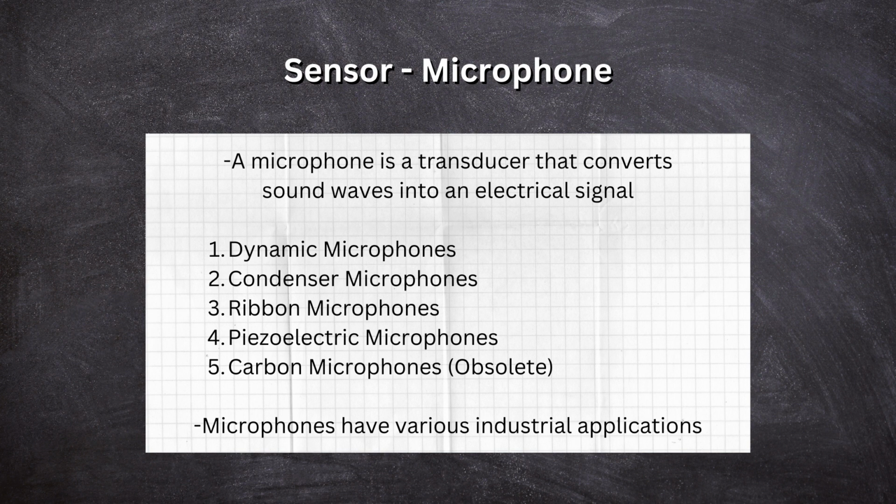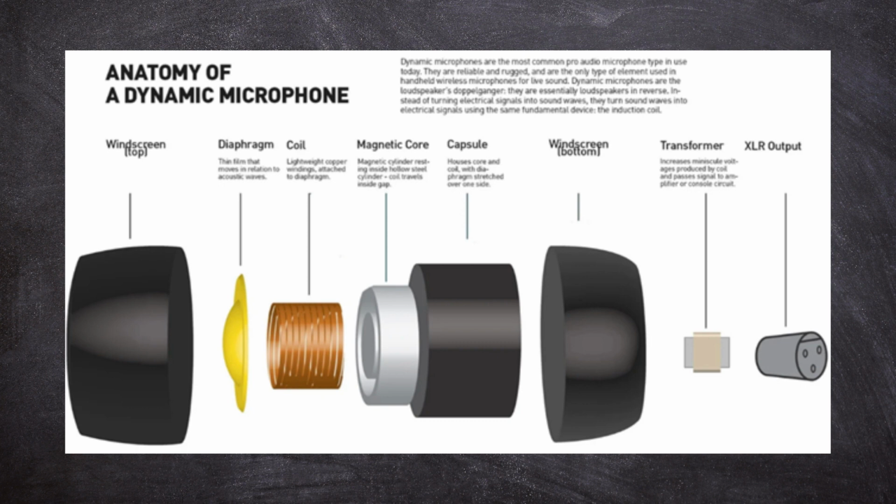Microphones have various industrial applications. Among them are broadcasting and entertainment, telecommunications, and even the automotive industry. The most common among all microphones is the dynamic microphone. As you can see, the anatomy of a dynamic microphone is shown on the screen.